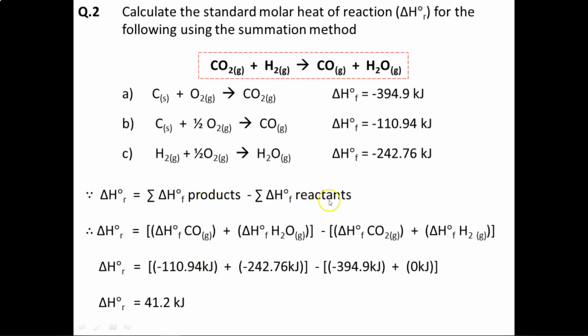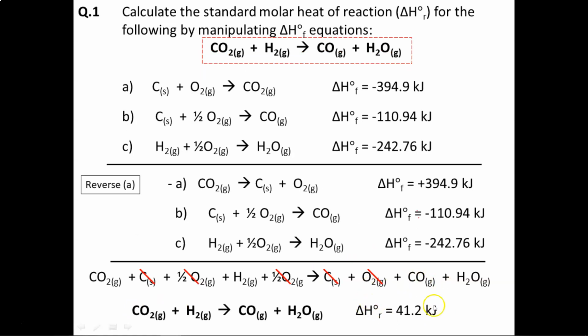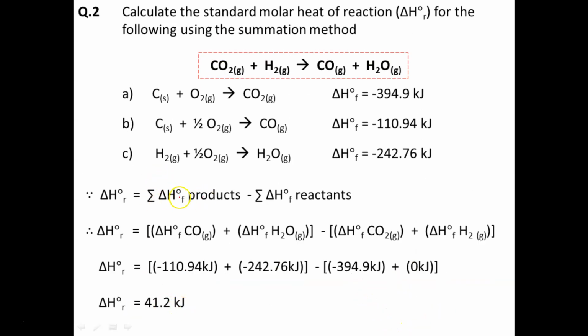Do the same thing for the reactants now. Heat of formation for CO2 is 394.9 kilojoules. There's only one of them. And then hydrogen gas, of course, is a 0, so I don't have to worry about that one. Then take this number, add it all up, subtract these two numbers added up, and we get 41.2. So whether we use the equation manipulation method or the summation method with the heats of formation, we still get the same answer. Just make sure that when you're using this method, you can only use heats of formation equations.